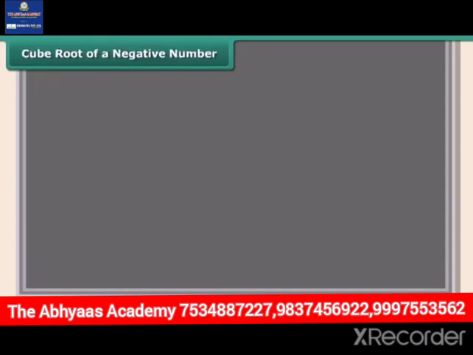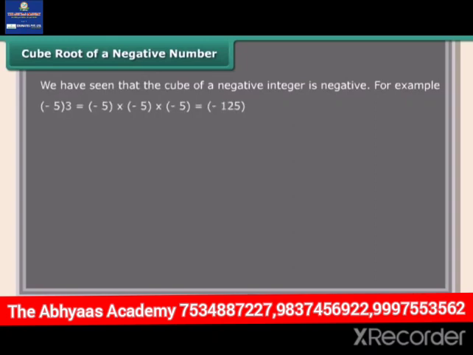Cube root of a negative number. We have seen that the cube of a negative integer is negative. For example, (−5)³ is equal to (−5) × (−5) × (−5), which equals −125. It follows that the cube root of −125 is equal to −5. That is, the cube root of −125 is equal to minus the cube root of 125, that is, −5.